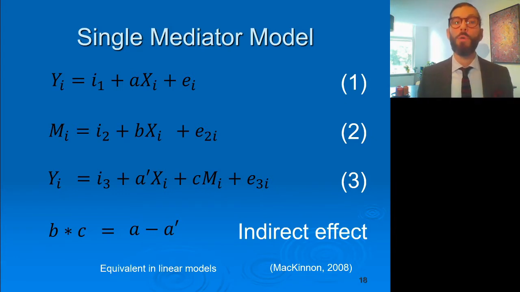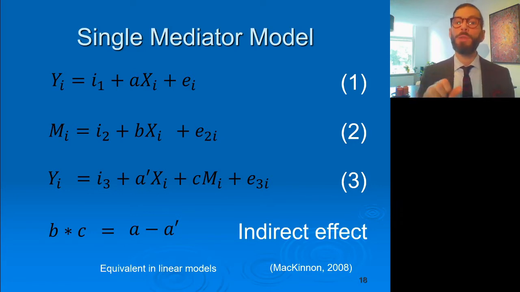Now, I also already explained to you that the effect A from the first regression equation in this slide is the total effect of X on Y, and the effect A accent is the direct effect of X on Y after controlling for the mediator. From this, we can conclude that a different way to calculate the indirect effect will be to take the difference between the total effect A and the direct effect A accent.